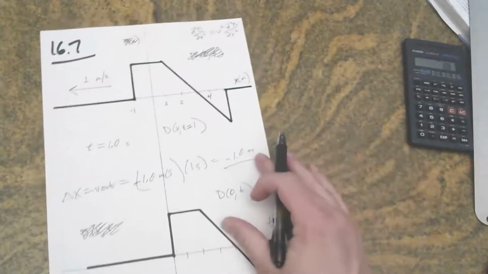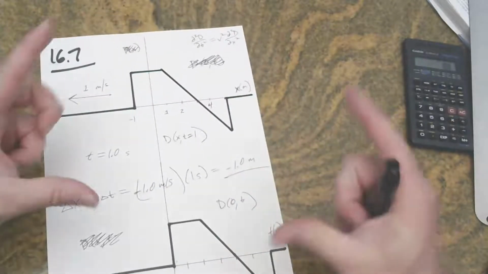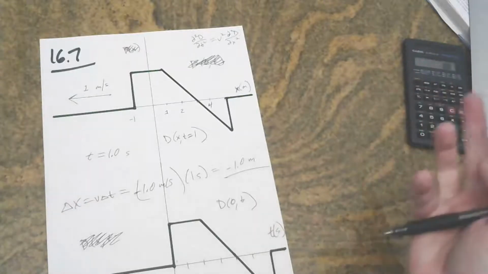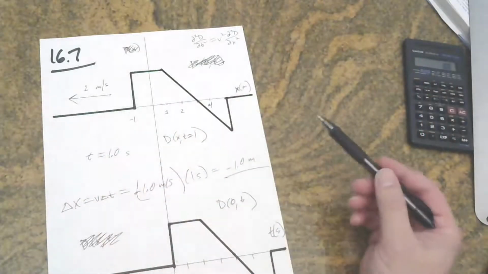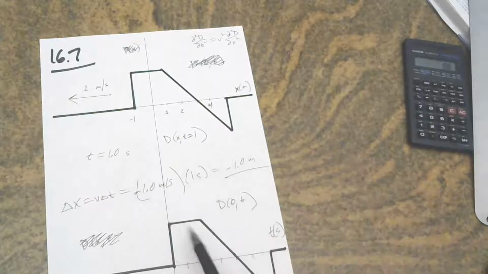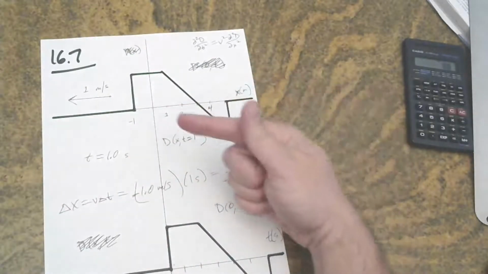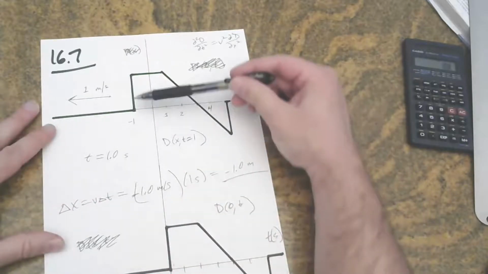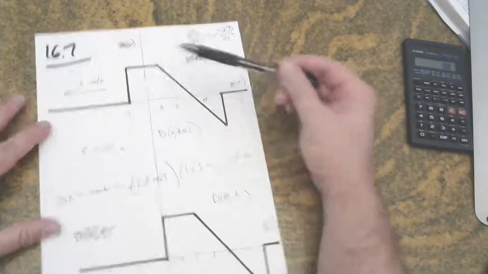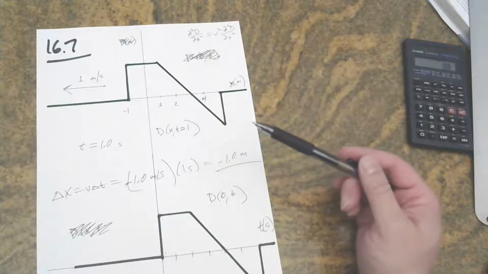Remember, a snapshot graph means at a particular time you take a picture. It's like freezing time, and you can look at what the whole string is doing at that time. So 1 second after t equals 0, we know that this pulse has traveled 1 meter to the left, and that's why the leading edge I've drawn at negative 1. Okay, so there's 2 out of the 3 pieces of information we need.